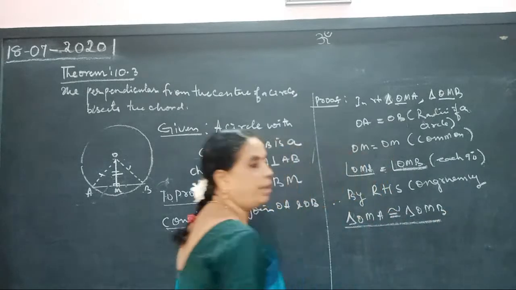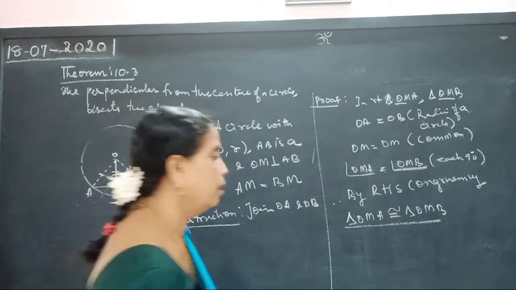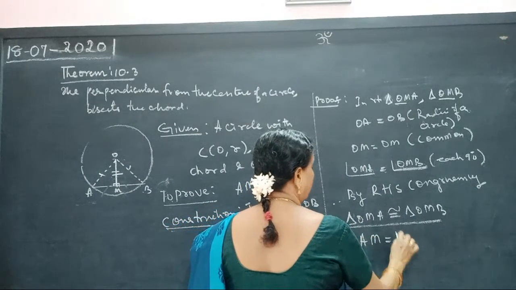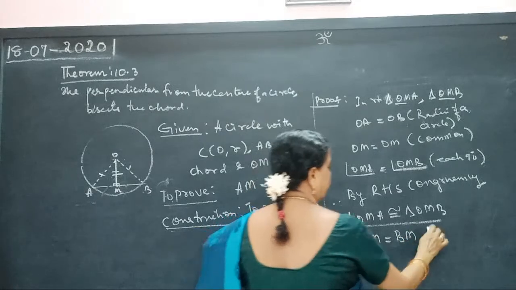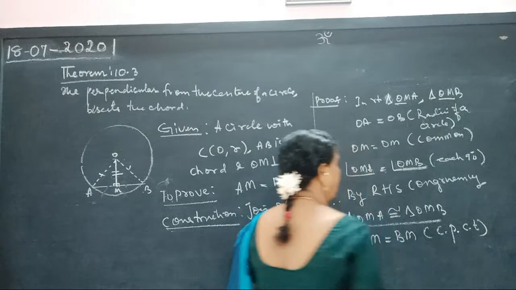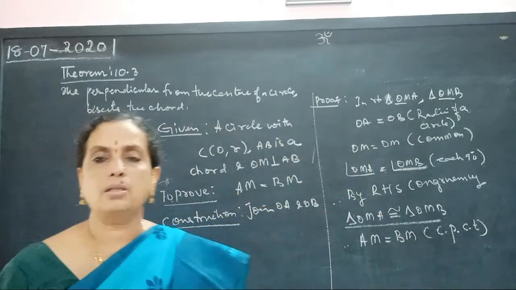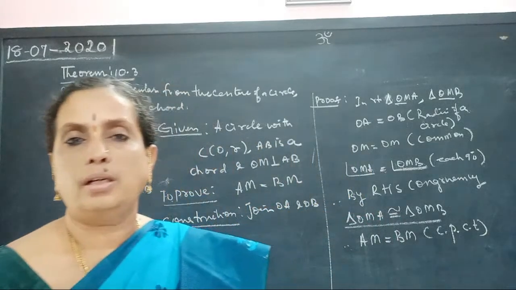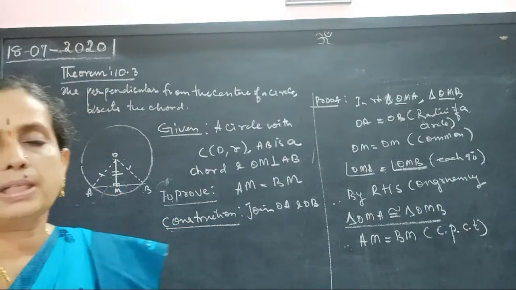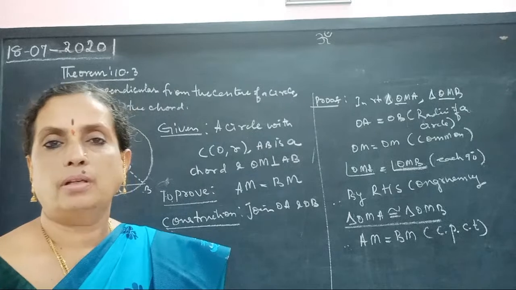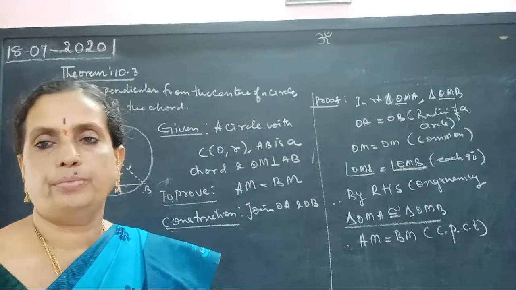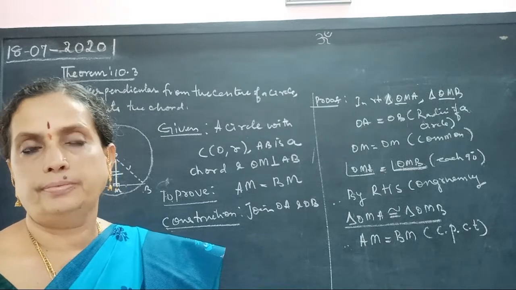So after proving the triangles are congruent, therefore AM equals BM. They are CPCT, corresponding parts of congruent triangles. Hence proved. Is it clear?